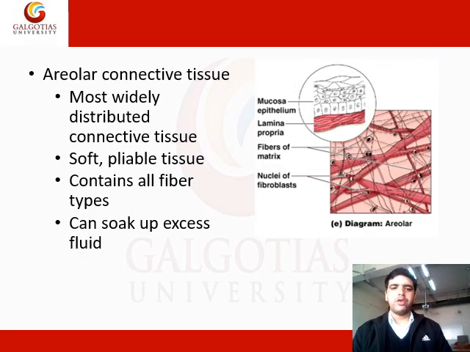Next is areolar connective tissue. Basically, it is the most widely distributed connective tissue found in our body. It is soft and pliable tissue. So basically, when we touch it, the appearance might be soft. It contains all the fiber types and can soak up excess fluid found within the cells itself.